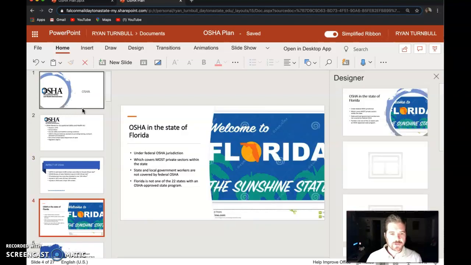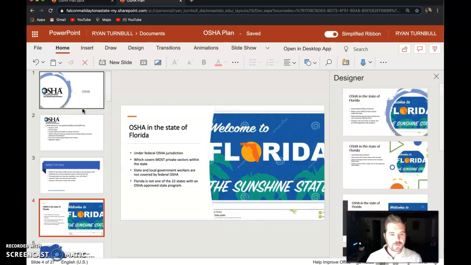All right, so let's go on to OSHA in the state of Florida. Federal OSHA jurisdiction covers most private sectors within the state. This one that I saw was pretty common: OSHA does not usually cover state and local government workers in any of the 50 states. I believe part of that could be that they don't want to be sued. Just like the military, you can't sue the military. So it's interesting how no state government agencies are covered under it.